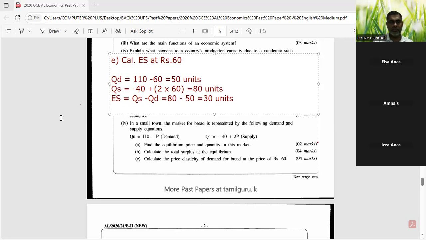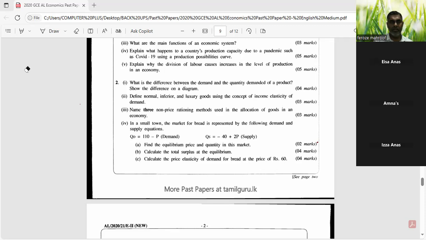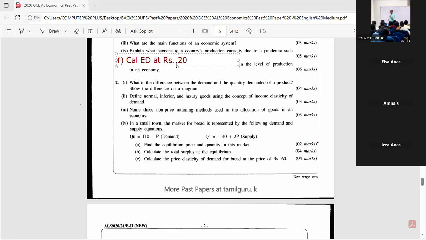Write down another question. If part. The question, if part: calculate excess demand at rupees 20. Excess demand at rupees 20. Quickly calculate and tell me the answer. Excess demand at rupees 20.